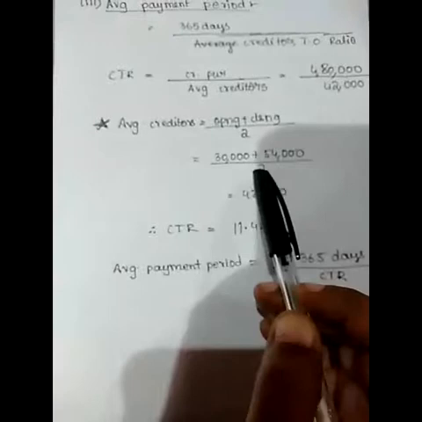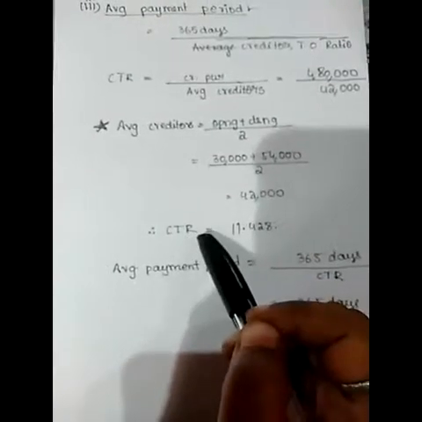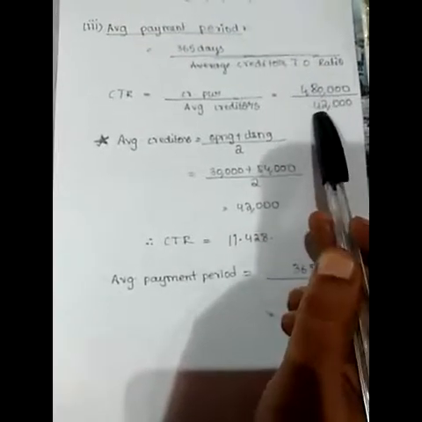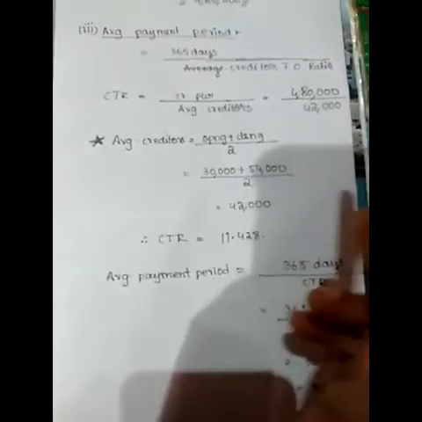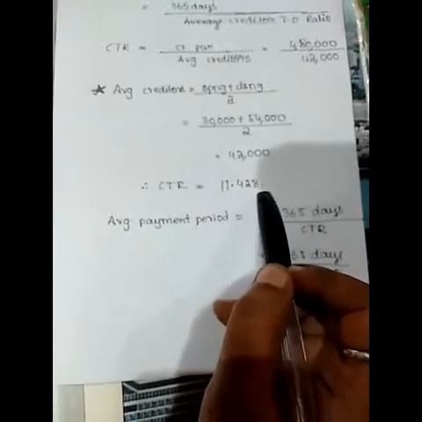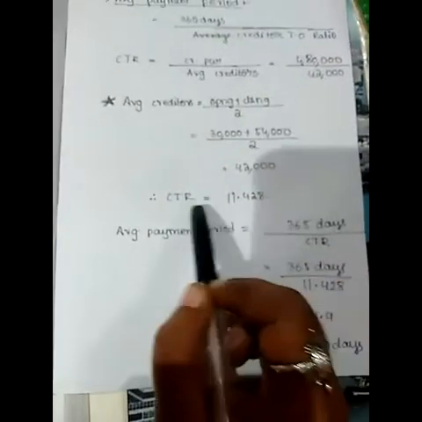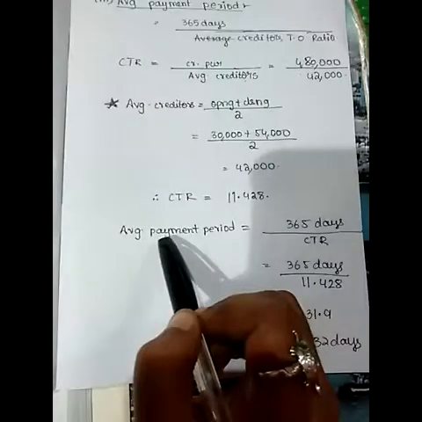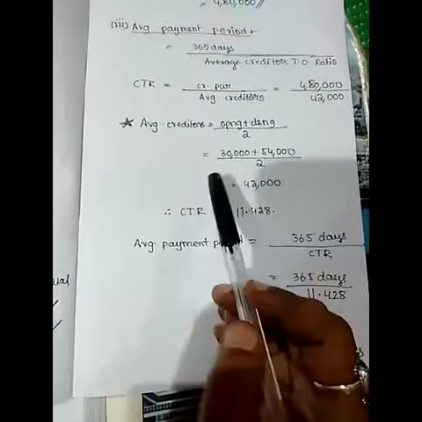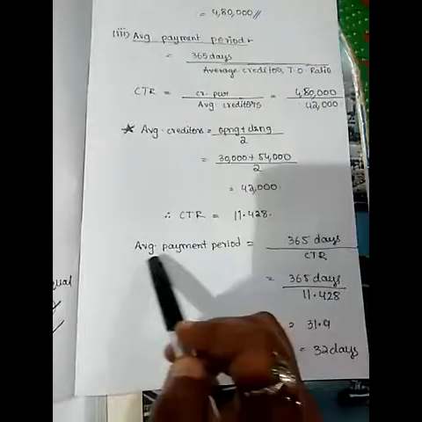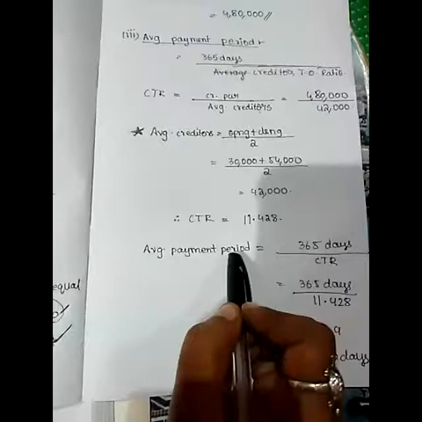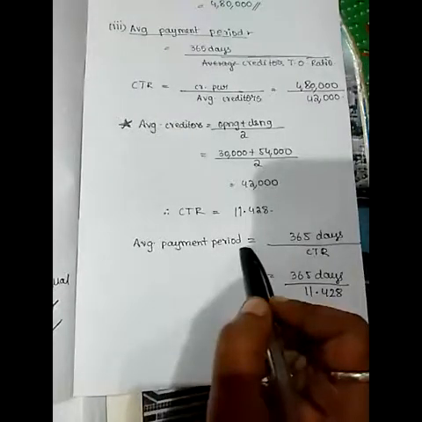So what will be my creditors turnover ratio? It is credit purchases 4,80,000 divided by average creditors 42,000, which means I will get creditors turnover ratio equal to 11.428. Now how can I find the final answer? This is my final answer, this is my workings. మీరు ఎగ్జామ్ లో వర్కింగ్ సపరేట్ గా చూపించవచ్చు. And the main part of your answer is what they are asking in the question. They are asking me to find average payment period, which means 365 days divided by creditors turnover ratio.